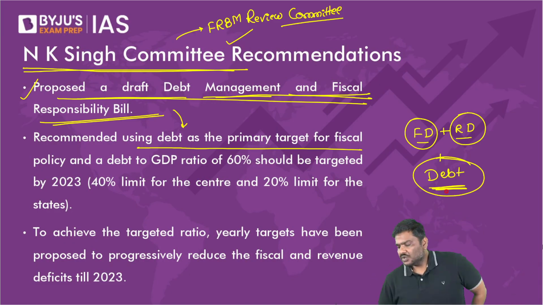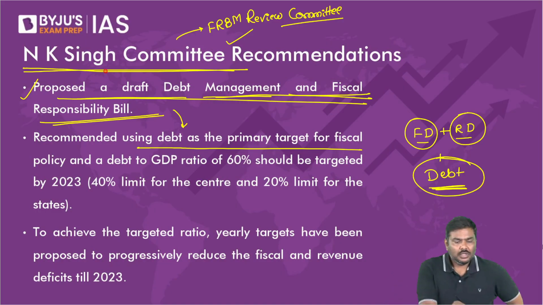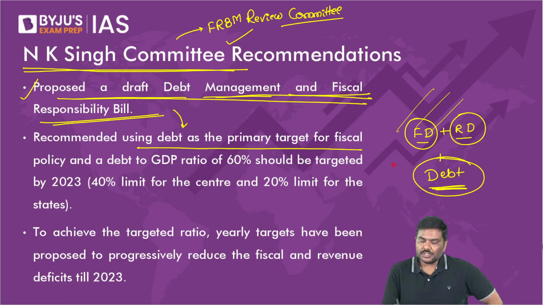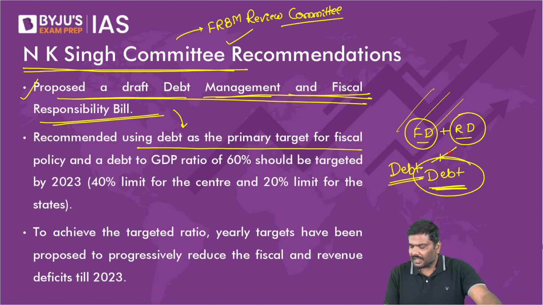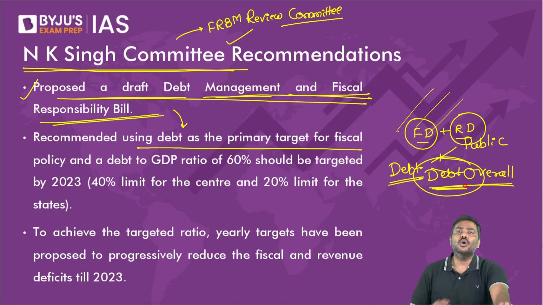So apart from targeting only the fiscal deficit and the revenue deficit, we should also target the debt of government. Now, please understand, whenever I say debt here, you can basically talk about two types of debt. One is the public debt and the second one is overall debt.